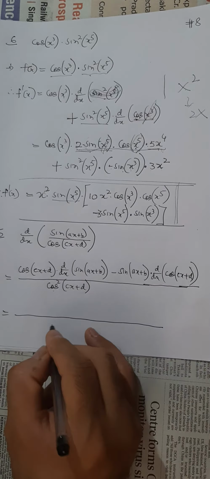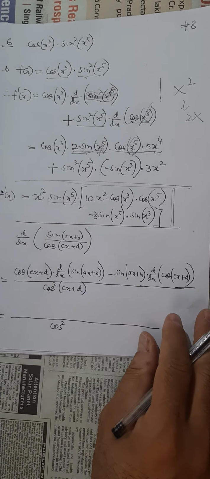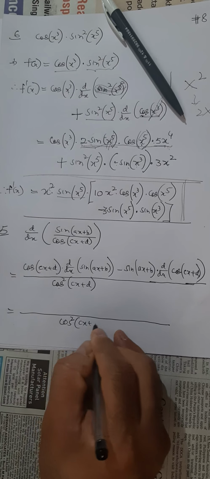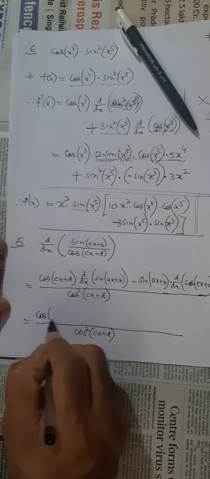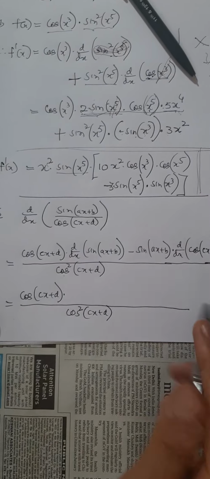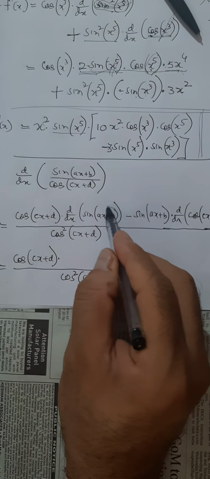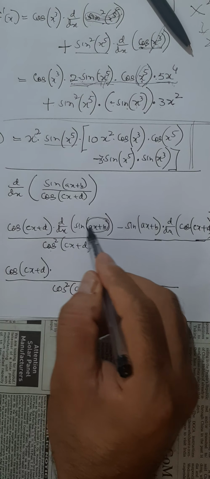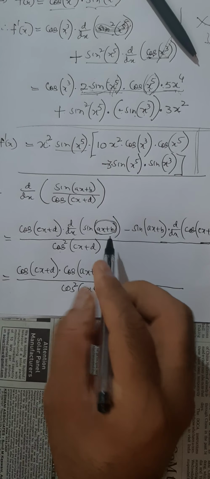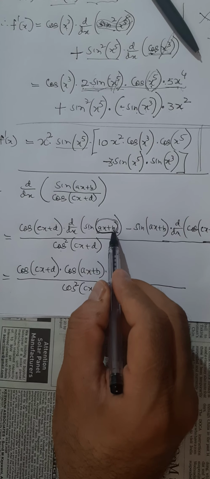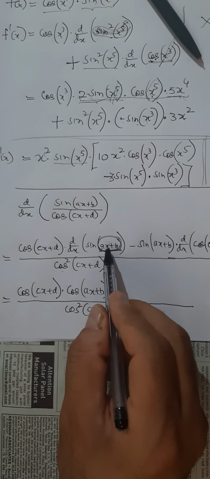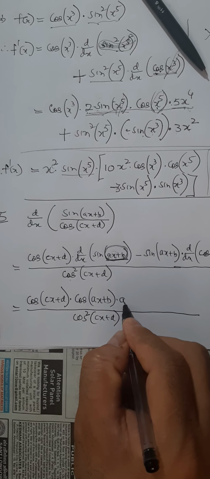There we need to use the chain rule. Cos square cx plus d as it is. Here cosine of cx plus d as it is. Here when we differentiate, we need to imagine these are the x. What is the derivative of sine? Which is cos ax plus b. By chain rule, derivative of ax plus b, derivative of b being constant 0, derivative of ax plus b is just a, because derivative of x with respect to x is 1. So here you have into a.